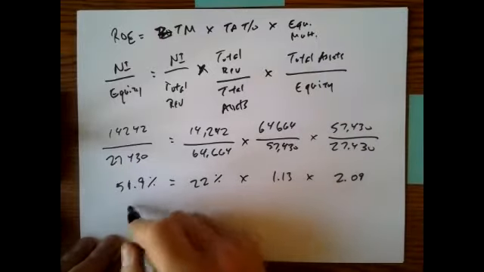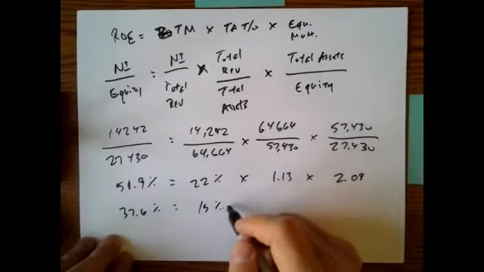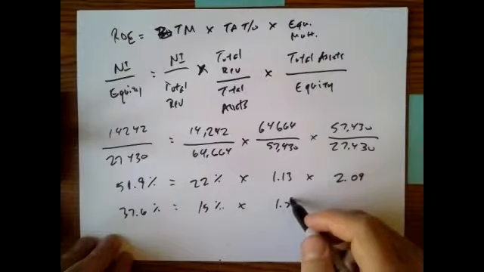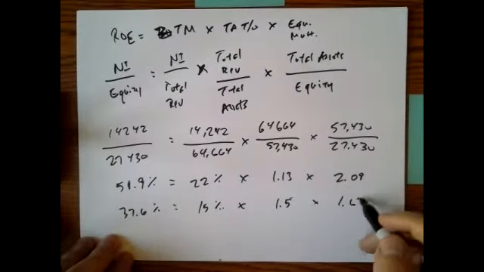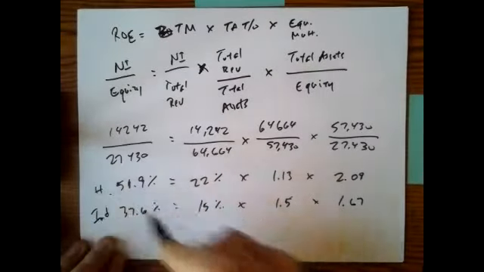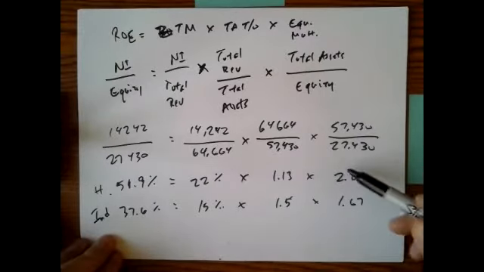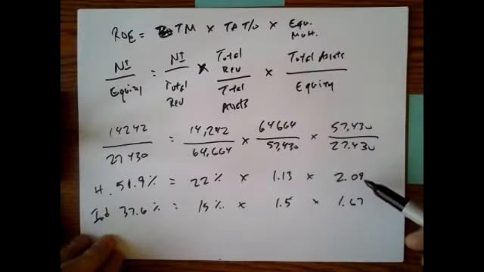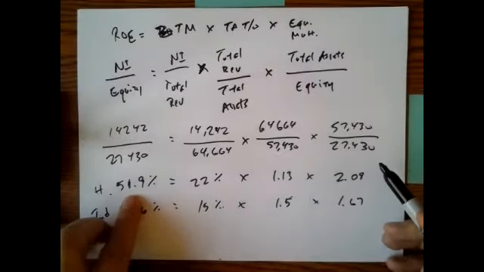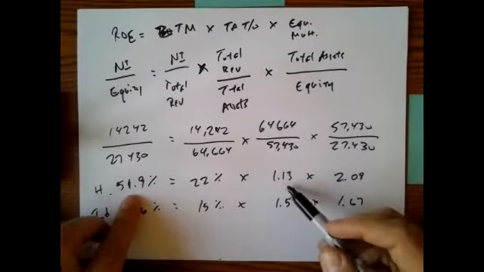And then the industry averages are 37.6%, 15%, 1.5, and 1.67. Okay, so let's compare. So this is industry, right? This is heart hospital. So let's start over here in the equity multiplier. A higher equity multiplier means they're using more leverage. So heart hospital is more leveraged than the industry average. That's going to cause the ROE to go up, right? The easiest way to increase your ROE is to reduce your equity by doing more debt financing.